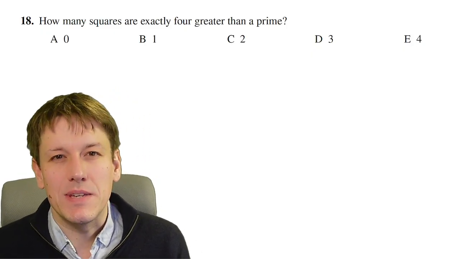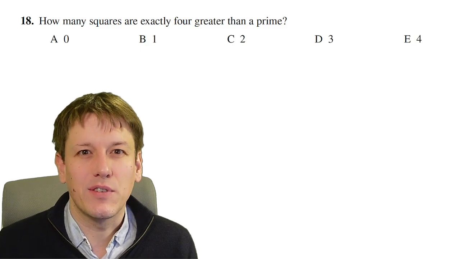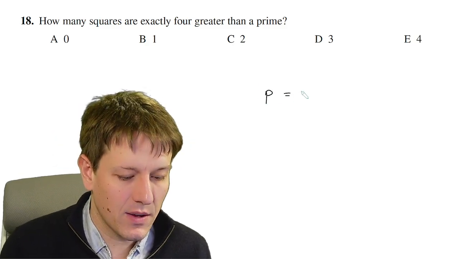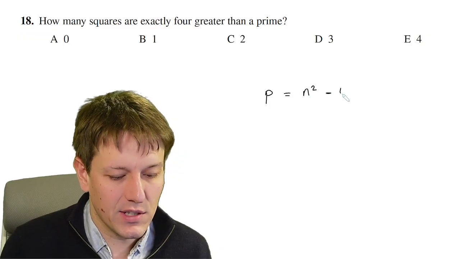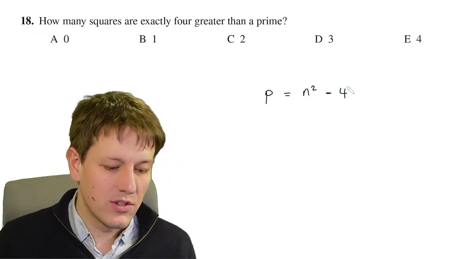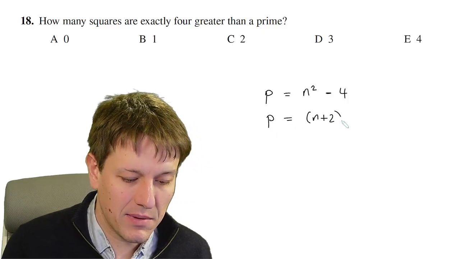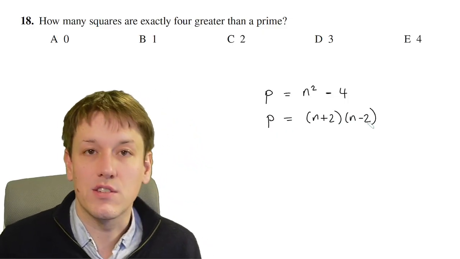I see in here immediately alarm bells of difference of 2 squares going off, right? Because I've got this prime number P is going to be n squared minus 4, where n is a whole number, so I've got a difference of 2 squares that I can use here, and I can write P equals n plus 2 times n minus 2.